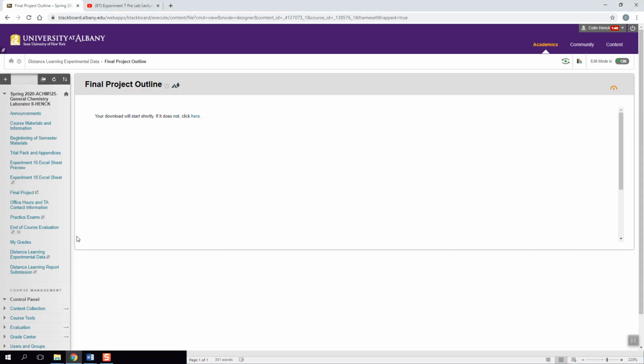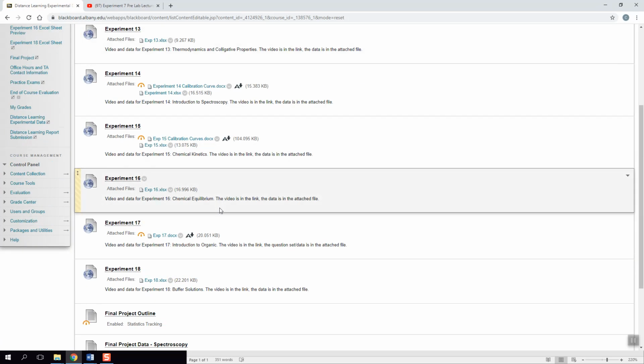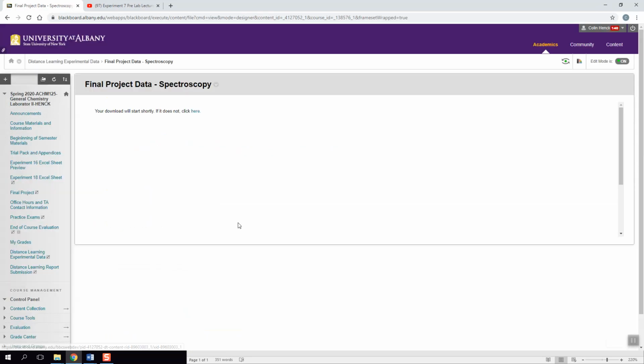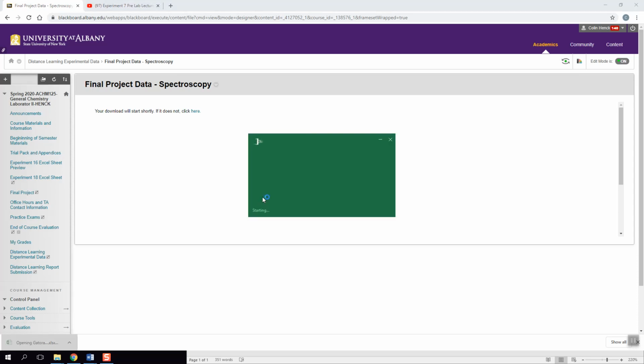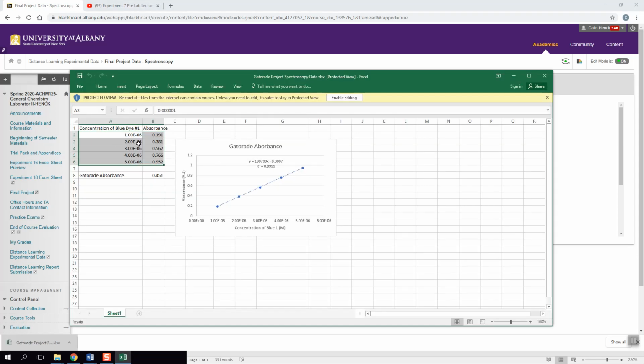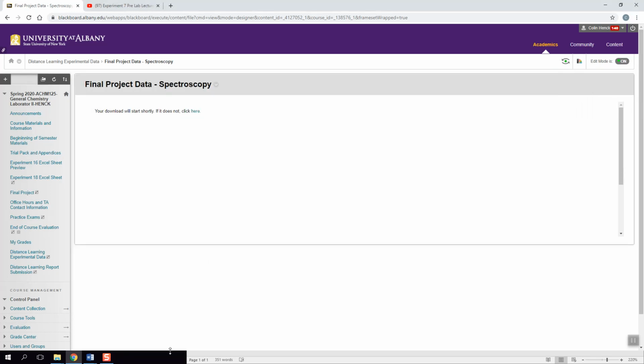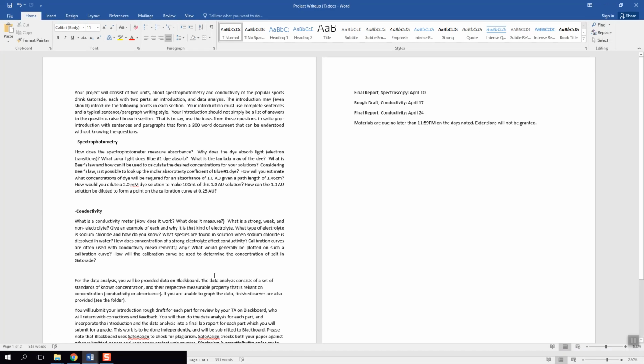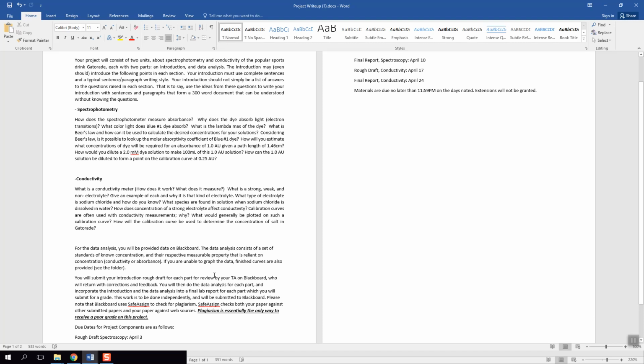What about the data analysis section? Well, the data analysis section, if you go to the distance learning section, you can find final project data for spectroscopy. And that's here. So here is your calibration curve, and we actually graphed it for you because there could be some technical difficulties of doing that, and then we give you the Gatorade absorbance, and you could talk about how you could determine the amount of this, in this case, blue dye in this Gatorade sample. So essentially, that is what you're going to do for your data analysis section.